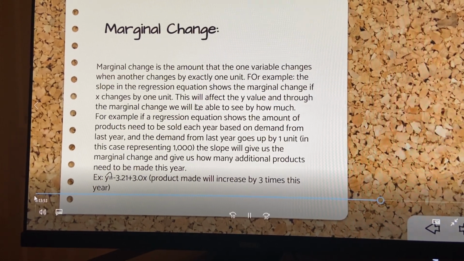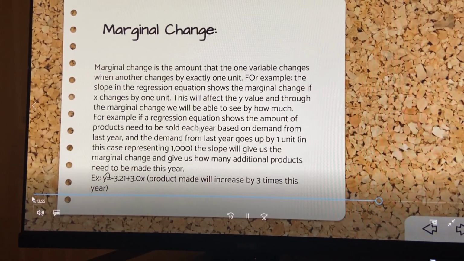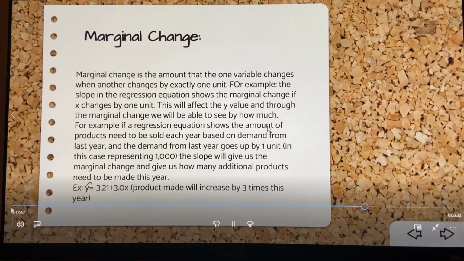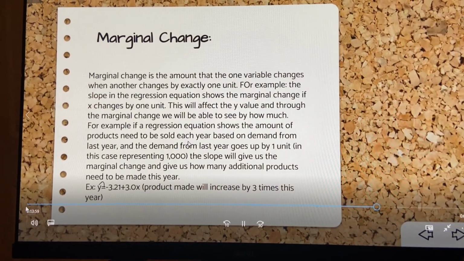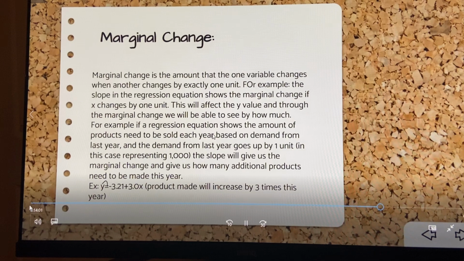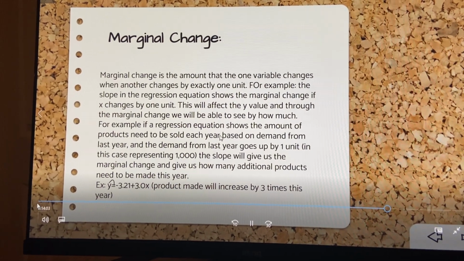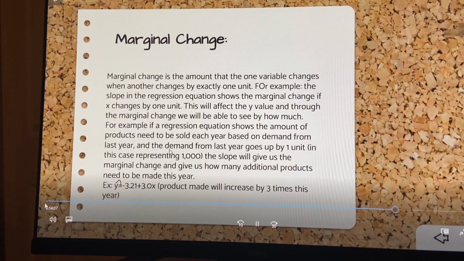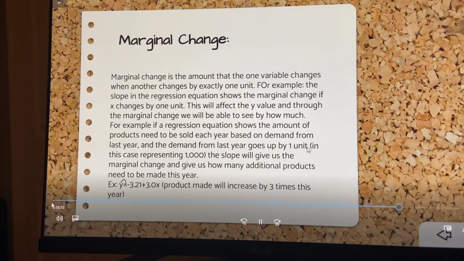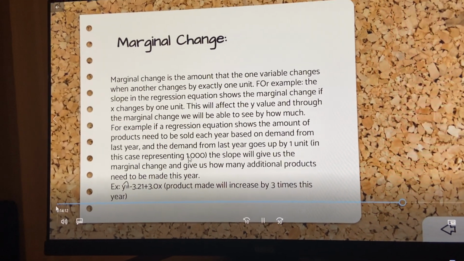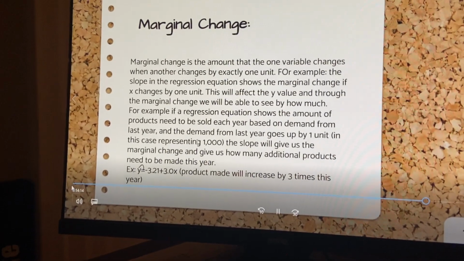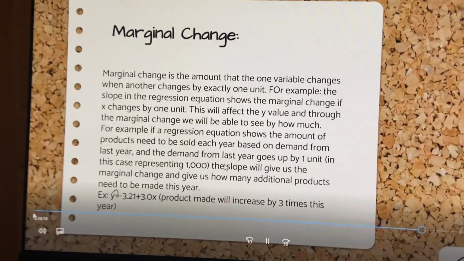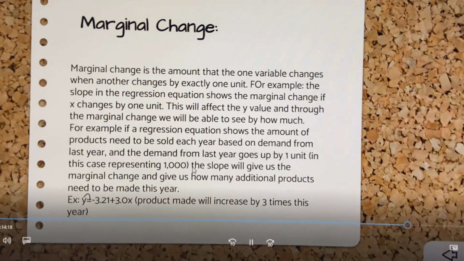So as an example here, let's say we have a regression equation, and it shows us the amount of products that need to be sold each year. And how much we need to sell each year here is based on demand from last year. And the demand from last year goes up by 1 unit. In this case, representing 1,000. So we're going by thousands here because we're selling a decent amount of products. So 1 unit is 1,000.